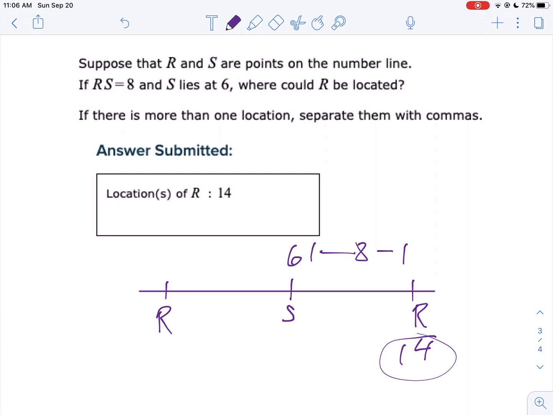But let's go backwards. What do you have to add to 8 to get 6? Or just take 6 minus 8 and you're at -2. -2 plus 8 is 6. So you needed 2 answers on this one. That's why the directions say if there's more than one location, separate them with commas. So you should have 2 answers when you do this problem.